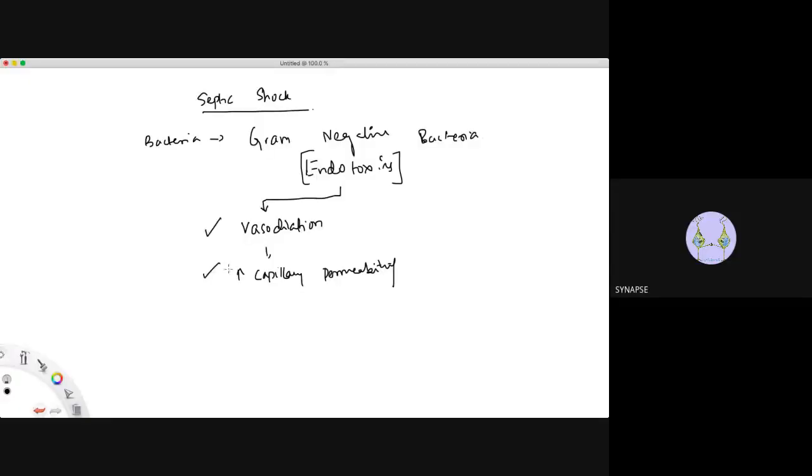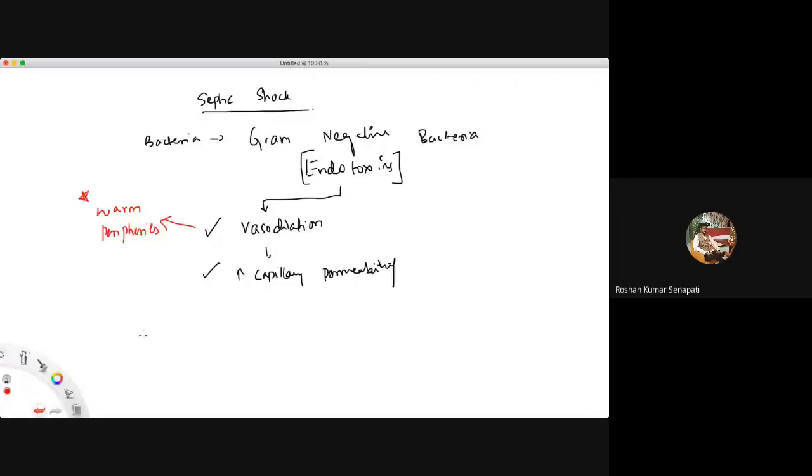Because of the vasodilation, something very important happens: it's going to cause warm peripheries. This is contrasting from what we studied in hypovolemic shock, wherein you're going to have cold peripheries because of increased vascular resistance. Now you're going to have warm peripheries.